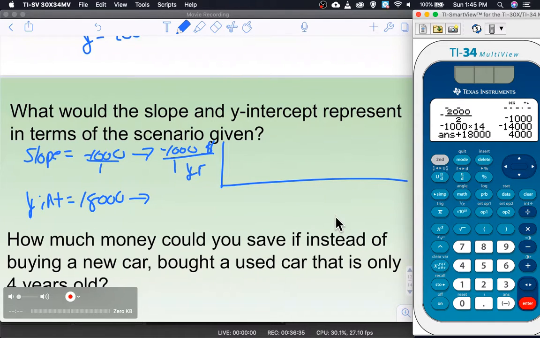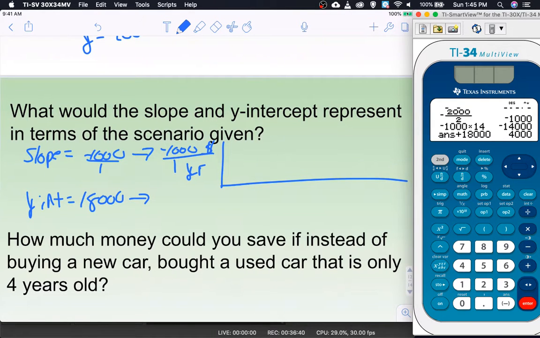The y-intercept, also sometimes called the initial value. We saw that back with functions. That is the value of a car that is 0 years old. A brand new baby car fresh from the factory is worth $18,000 on average. So that would be the cost of a brand new car. Brand new car. And there we have it.